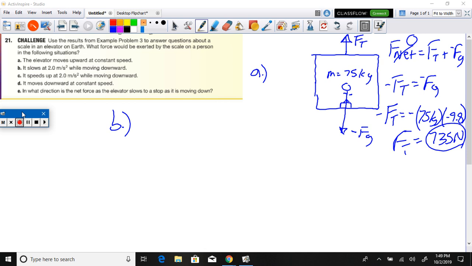All right, part B. Now it's going to slow down while moving downward. Where's the net acceleration pointing if it's slowing down while moving downward? What, Ryan? My net acceleration is positive, 2.0 meters per second squared.